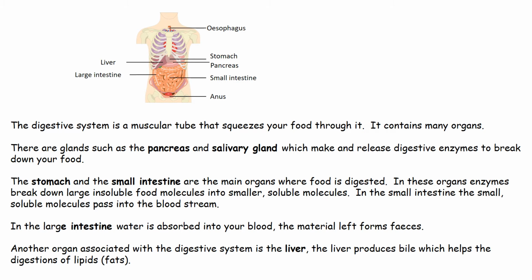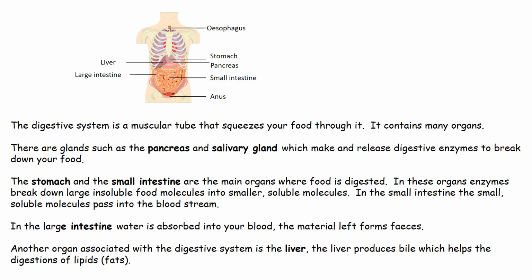Digestion begins in the mouth, where certain foods start to be broken down into smaller molecules. However, it is the stomach and the small intestine which are the main organs where food is digested. In these organs, enzymes break down large insoluble food molecules into smaller soluble, which means they can dissolve, molecules. In the small intestine, these small soluble molecules pass into the bloodstream. In the large intestine, water is absorbed into your blood, and the undigested food, so food that can't be broken down into smaller soluble molecules, is left over, and this is the basis of our feces.